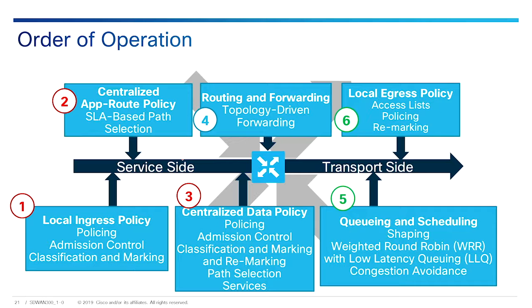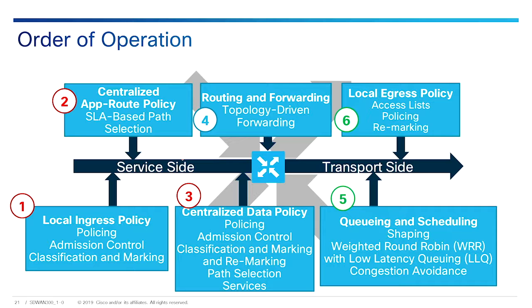Several policies might affect any given packet, so we also need to understand the order of operations on this slide. Basically, we're showing three ingress policy operations in sequence, followed by a routing and forwarding decision, and then two egress policy operations.